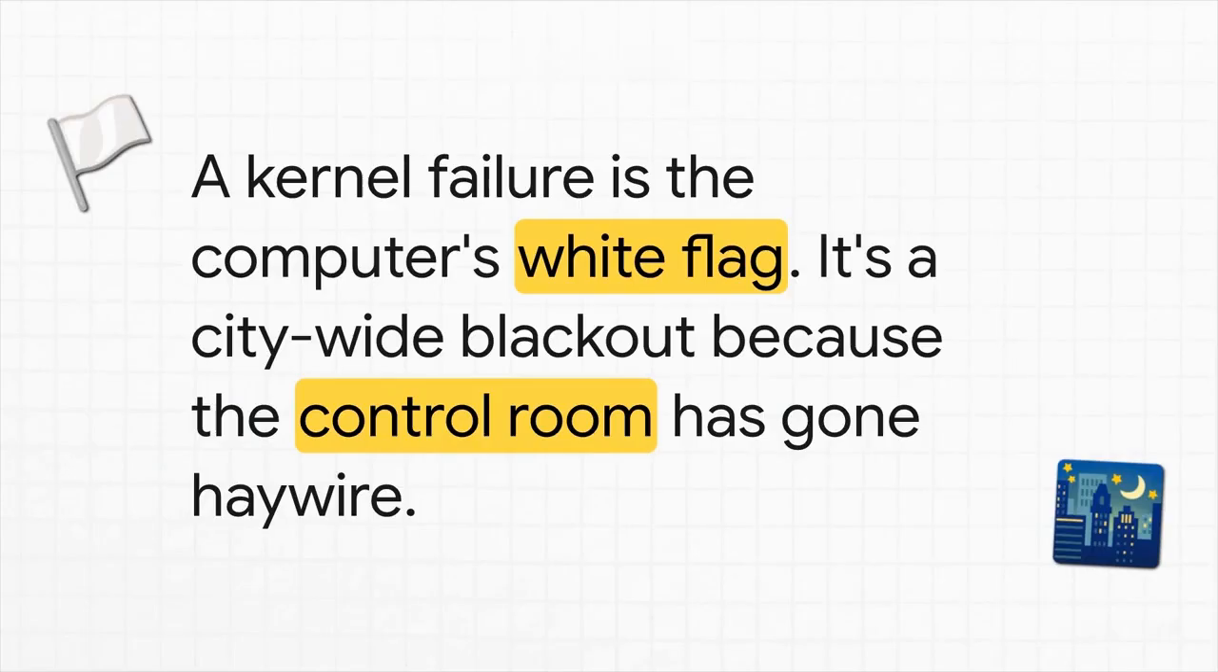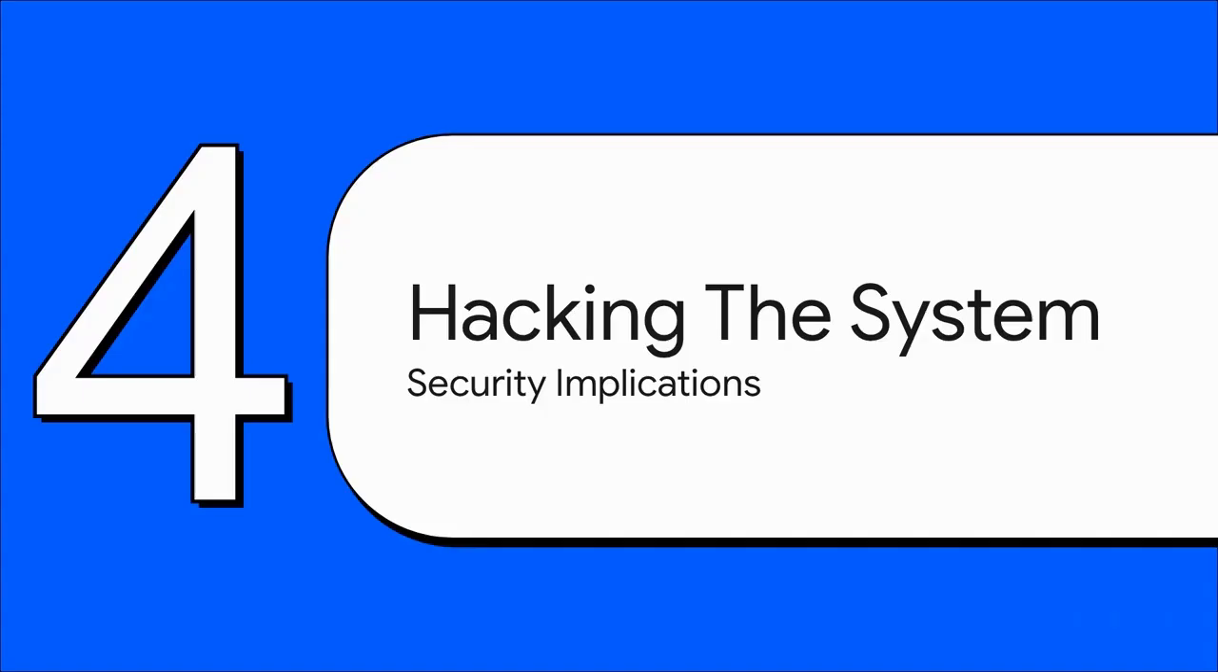When you see one of those screens, the computer is basically throwing its hands up and waving a white flag. It's saying, look, something has gone haywire in the control room. I can't guarantee anything is safe anymore, so I have to shut everything down. It's a total citywide blackout. So we've seen what happens with accidental failures. But now let's shift gears and talk about intentional ones. What happens when someone, a hacker, wants to break into the control room to cause chaos on purpose?